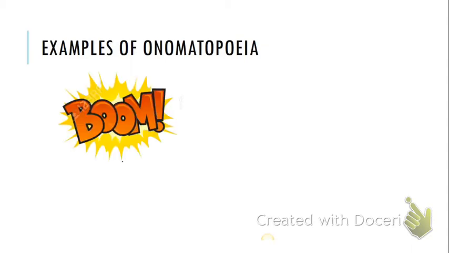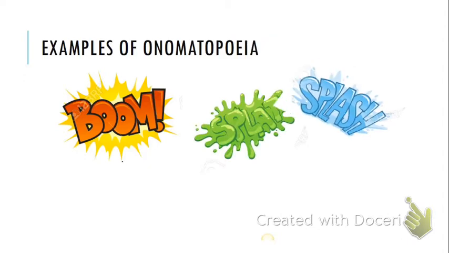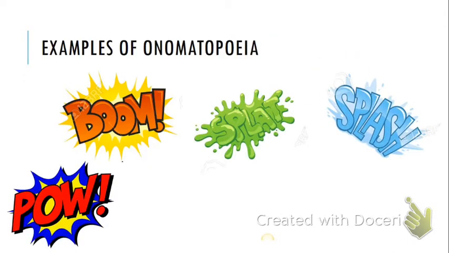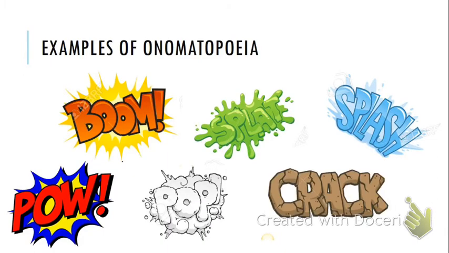So, boom, splat, splash, pow, pop, crack. All of these words are examples of onomatopoeia. Each word imitates the sound of the action that happens. So when someone jumps into the water, they make a sound. That sound is described with the word splash. When something sticky or wet falls on the ground, it makes a splat sound. Those are just a few examples.